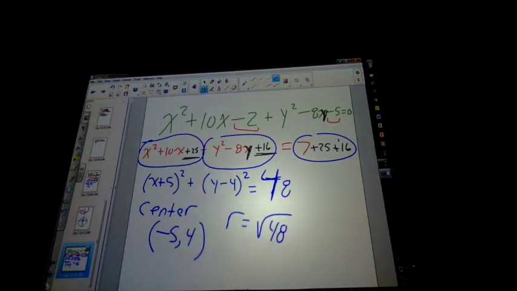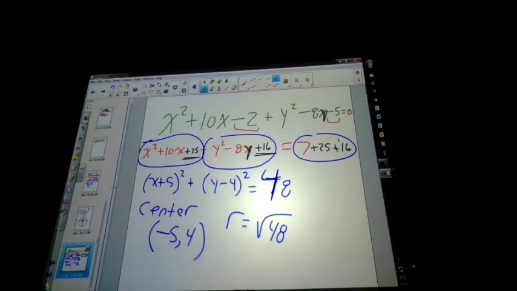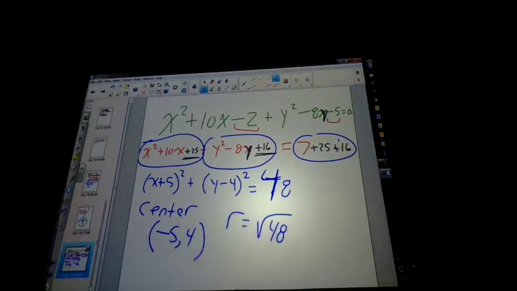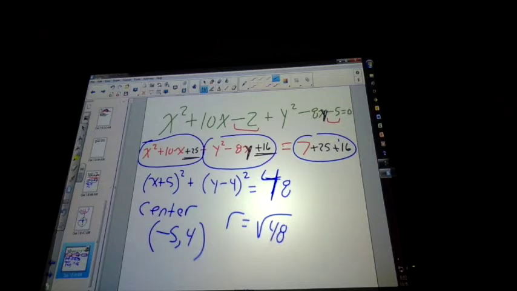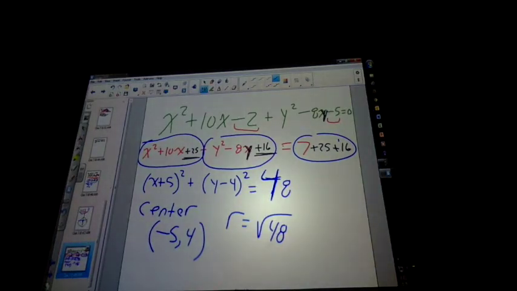How big is the square root of 48? Well, the square root of 49 is 7, so your radius is just a little bit less than 7. Should I do another one, or are you okay? Do I back down? What? You're good?